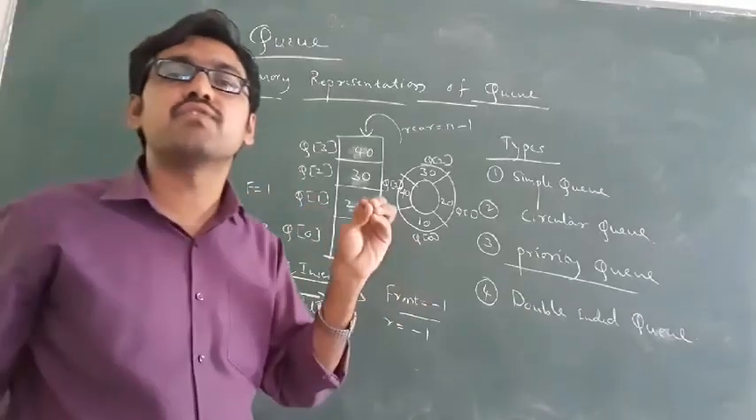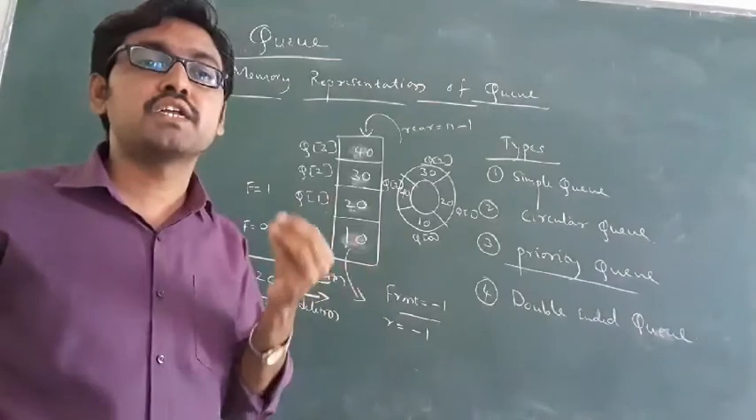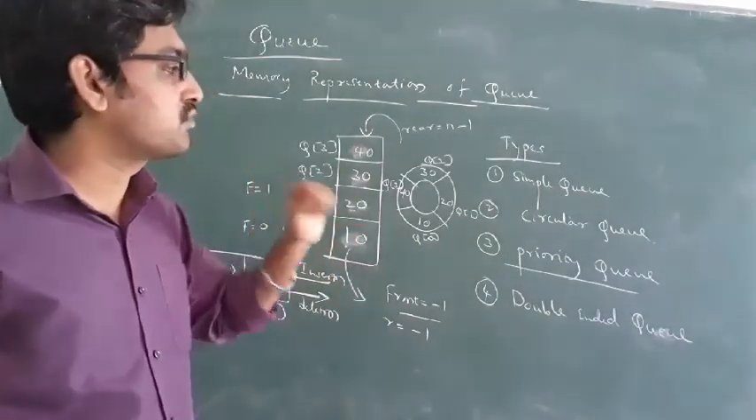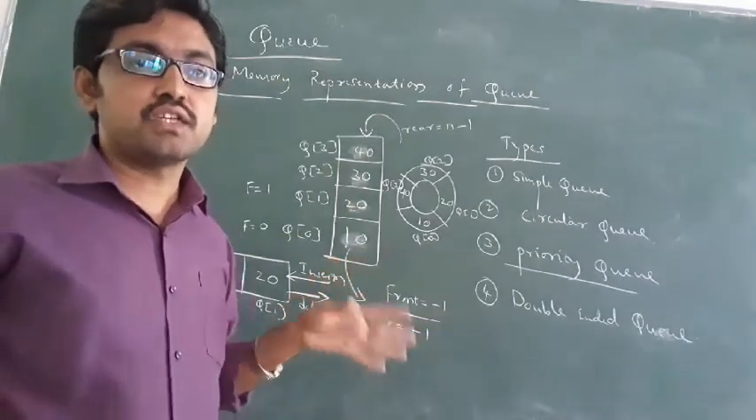They are asking you definitions. Explain the types of queue or mention the types of queue. There are 4 types of queue: simple queue, circular queue, priority queue, then double-ended queue. These you have to remember.